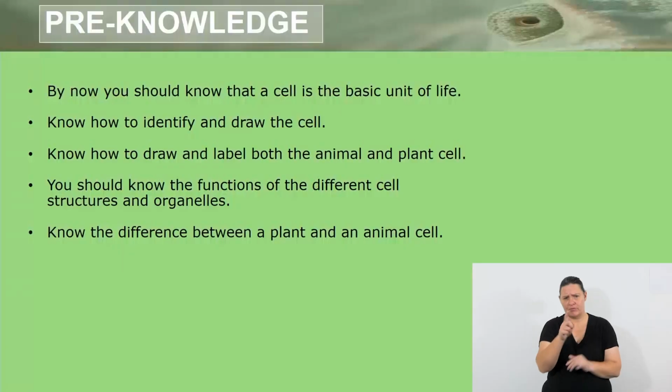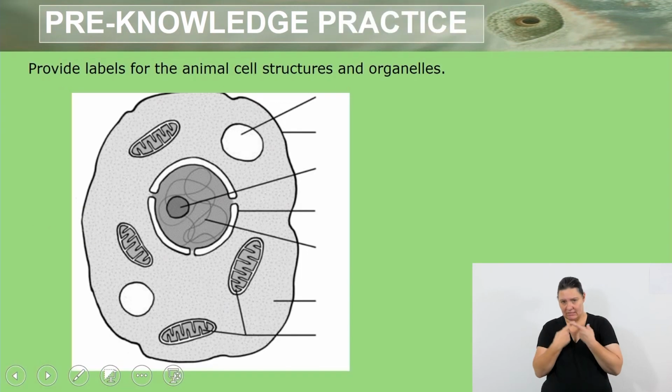So before you go into the lesson, these are the things that you should know up to so far. You should know that the cell is the basic unit of life. You should know how to identify and draw a cell, how to draw and label both the animal and the plant cell. You should also know the function of the different organelles of the cells as well as the structures, and also know the difference between a plant and an animal cell.